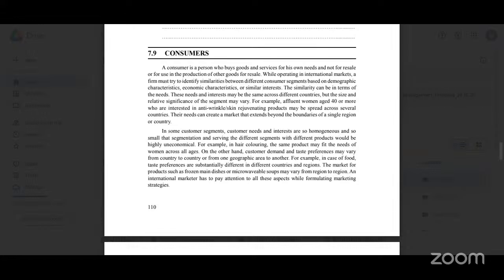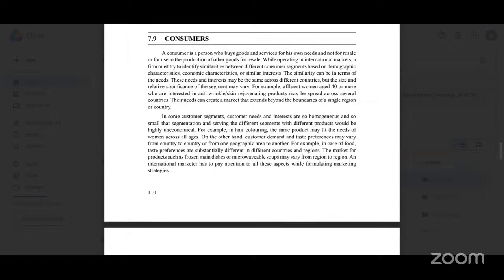So, similarity or homogeneity can be in terms of the needs of the consumer. The needs and interests may be the same across different countries, but the size and relative significance of the segment may vary. For example, if you are looking at a washing machine, the needs of a consumer to purchase a washing machine, whether in India or the USA or UK or Japan, will be the same. That means they fundamentally want to use a washing machine to wash clothes. However, the size and relative significance of the segment may vary.